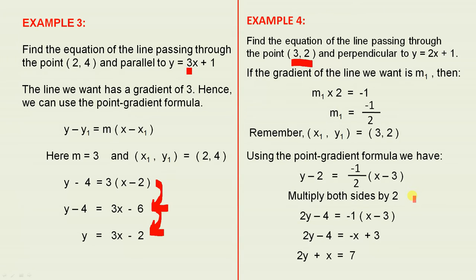Multiply both sides by 2 to give us that line. Get rid of the grouping symbols to give us that line. And some simplification gives us that line. So that is the equation of the line we want. 2y plus x equals 7.